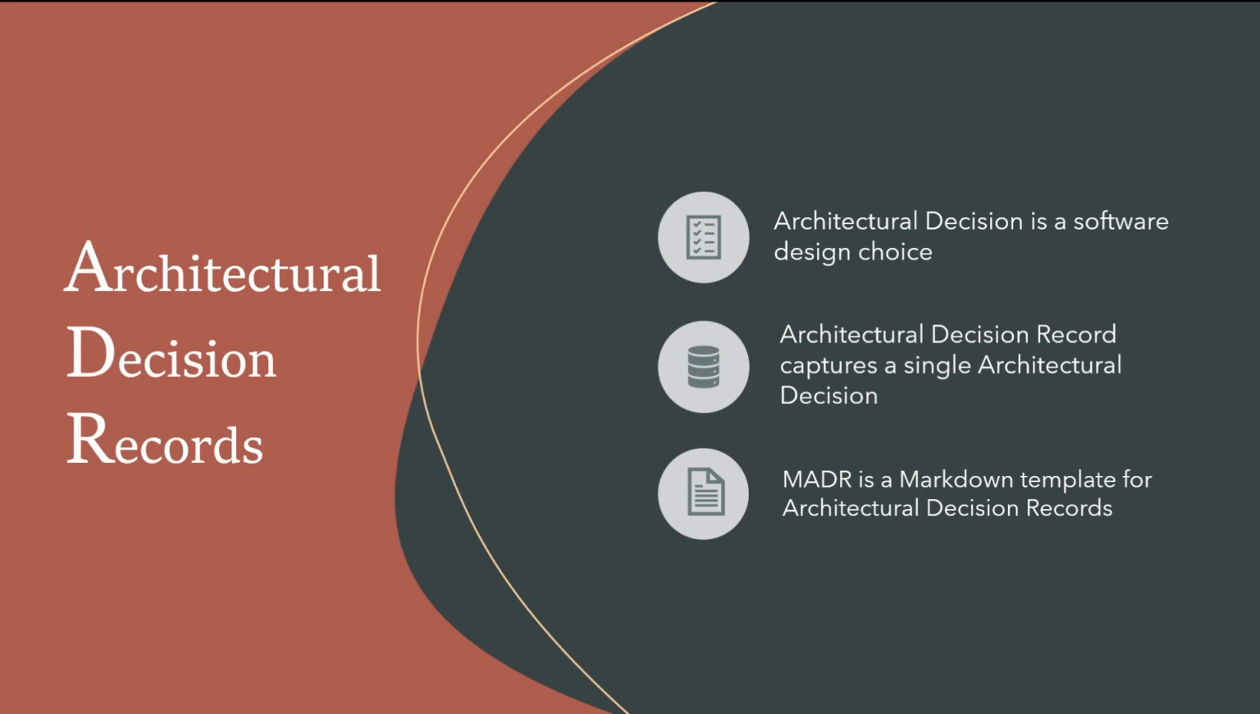An architectural decision is a software design choice. This may, for example, be a selected programming language, choice of IDE, or an architectural style. An architectural decision record is a file which captures a single architectural decision.